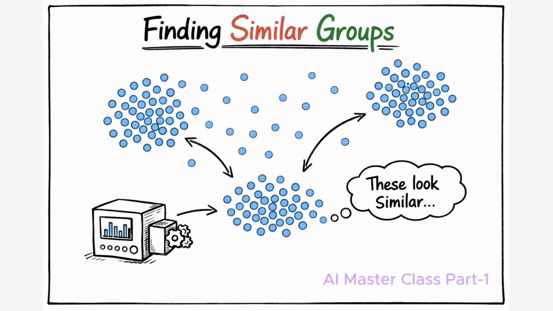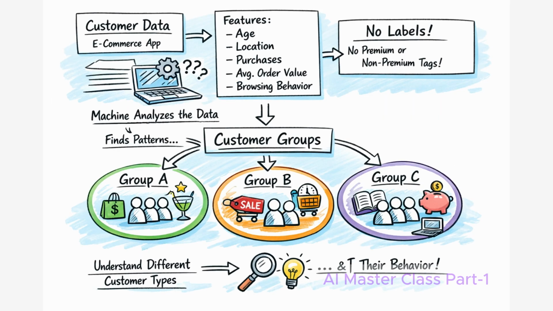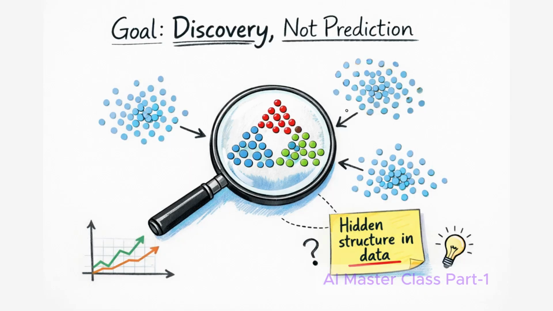For example, consider customer data of an e-commerce application. We have data like age, location, number of purchases, average order value, and browsing behavior under the features section. But we do not have any labels. That means we do not know what kind of customer that is. We do not tell the machine which customer is premium or which is not. We provide enough examples to the machine so that it can analyze the data and group similar customers together based on the common patterns. From these groups, we can later understand different types of customers and their behavior. So in unsupervised learning, the main goal is not prediction, it is discovery.